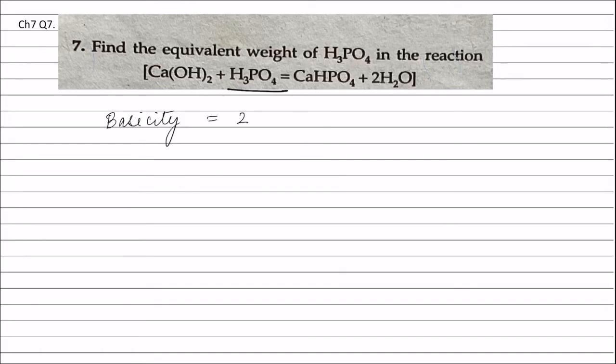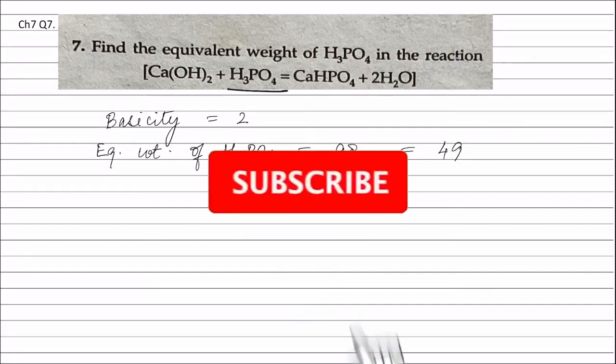And what is the formula for equivalent weight of acid? Equivalent weight of any acid is equal to molecular weight divided by its basicity. Therefore, equivalent weight of H3PO4 will be equal to molecular weight of H3PO4, which is 98, divided by basicity. Now, basicity of H3PO4 in this reaction is 2. So, 98 divided by 2, and this is equal to 49.